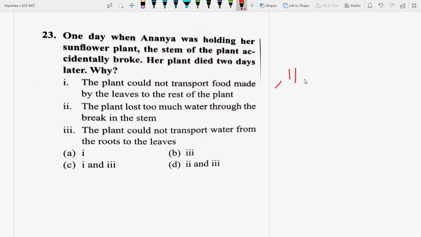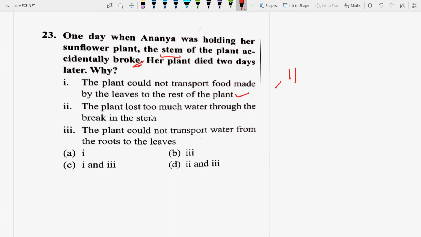When it got broke, the stem is also not working properly, na? Because the main thing is that the stem got broke and the plant has died. The plant is dead after 2 days. That means the root is also not working, so that it is unable to transport the food made by the leaves to the other parts of the plant.